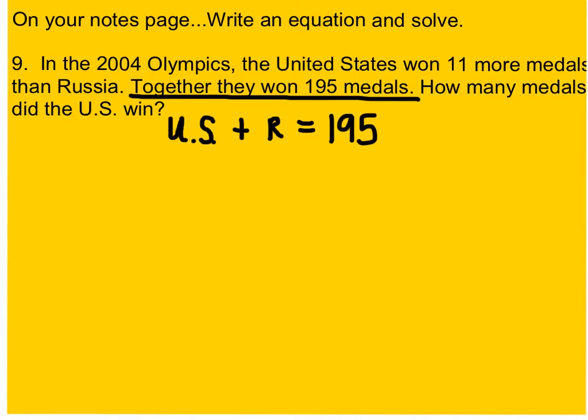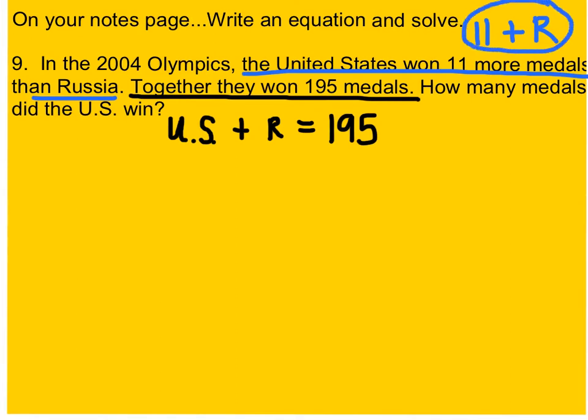However, we can't solve this equation because we don't have enough numbers in the problem. So now we look for something else in the problem to help us out. It says the United States won 11 more medals than Russia. So 11 more than Russia. So if I'm going to write that, translate it, 11 more than Russia would be 11 plus R. Now, where does this go in our equation? Are we going to plug that in for the U.S. or are we going to plug that in for Russia?